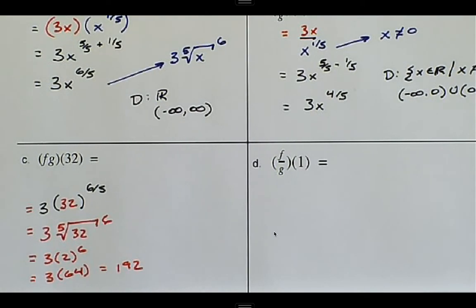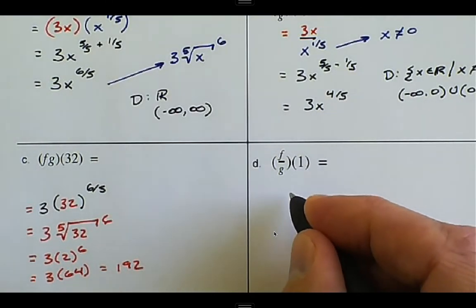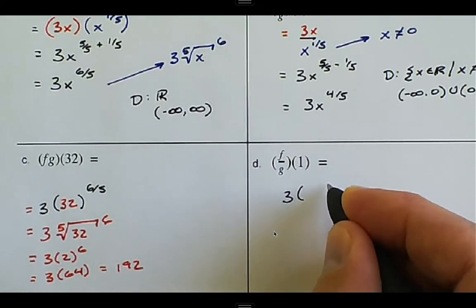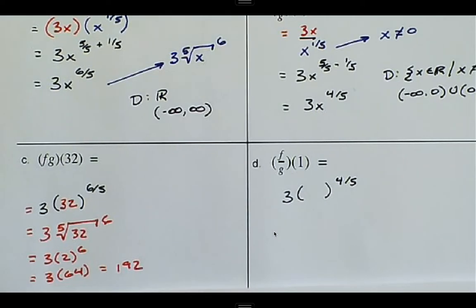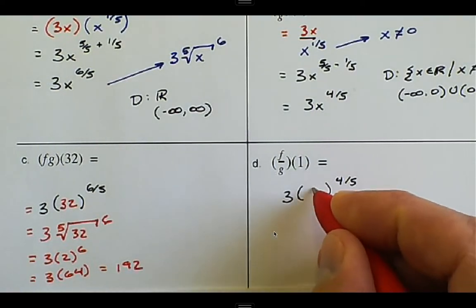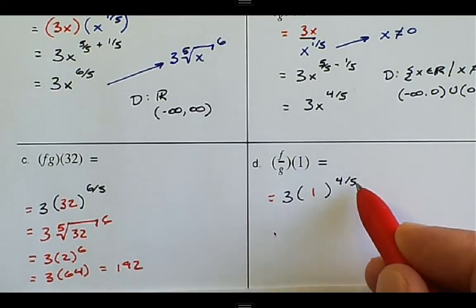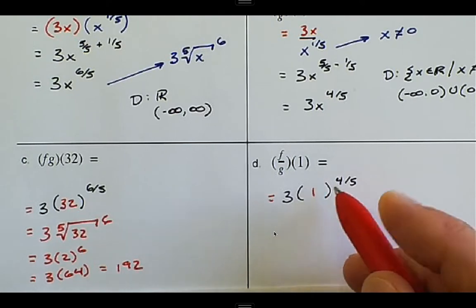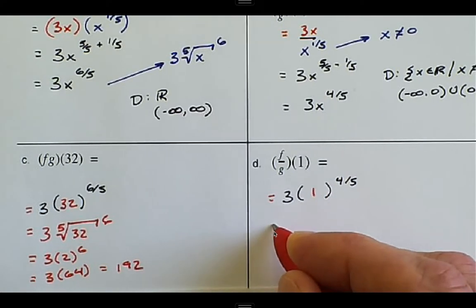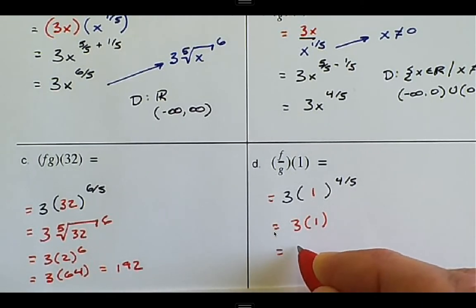And then we've already figured out what f divided by g of x is. That's 3x to the 4/5. And we're going to substitute 1 in. The 5th root of 1 is 1. 1 to the 4th power is 1. So we're going to end up with 3 times 1, which in this case is equal to 3.